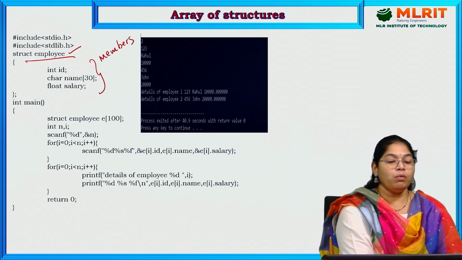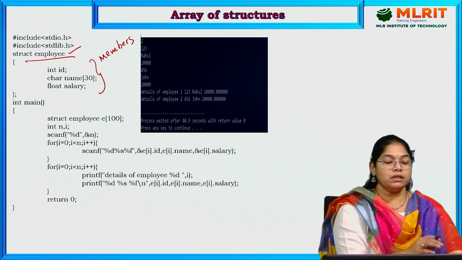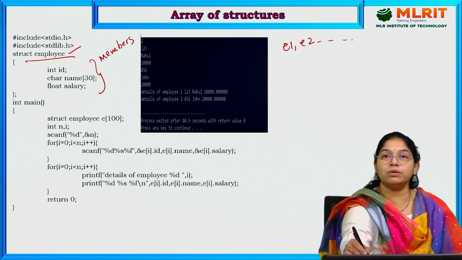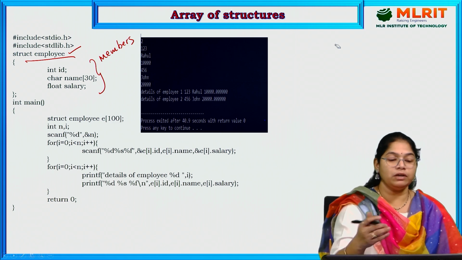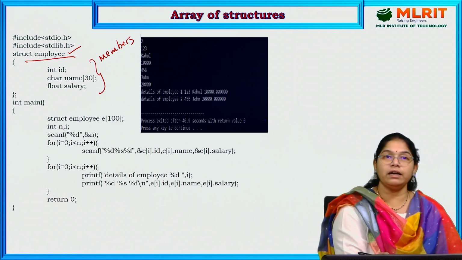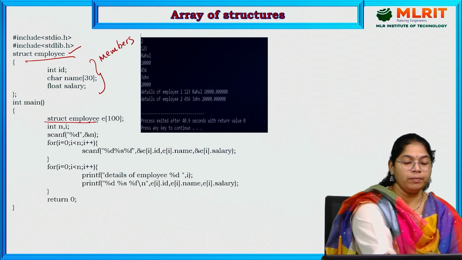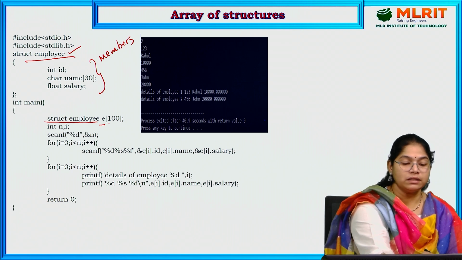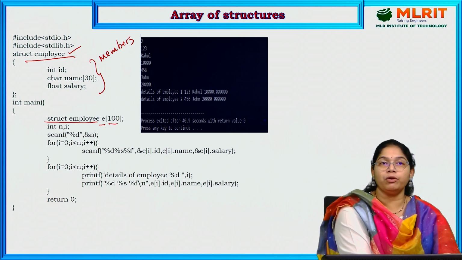So I want the details of 100 employees. Suppose I want details of 10 employees. It is not good practice to create separate variables like E1, E2, and so on, up to E10. So for that we have an array of structures. How to create an array of structures? Like how to create an array: data type, array name. In the same way here the data type is struct employee, the array name is E and the size of the array is 100. That means here we can store the details of 100 employees which are of type struct employee.